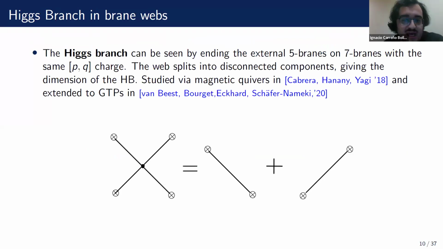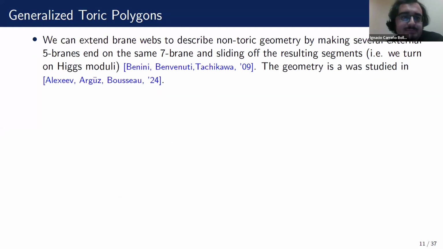Connected components, and each component gives a dimension for the Higgs branch, which is quaternionic. Now, we aren't going to talk much about the Higgs branch in this talk, but just for completeness, they were recently studied in the literature by magnetic quivers in toric cases, and these results were extended to GTPs also quite recently.